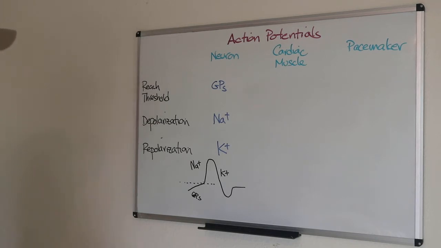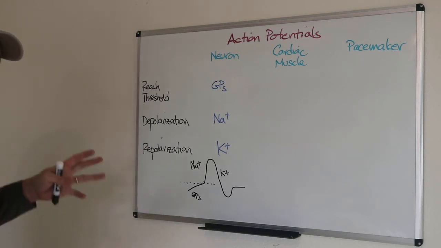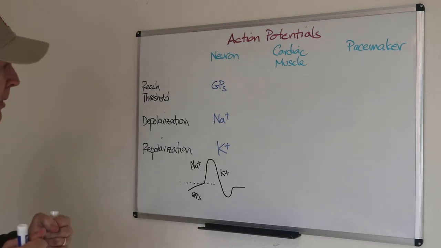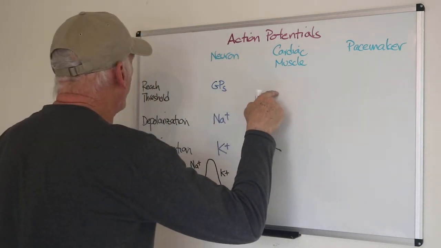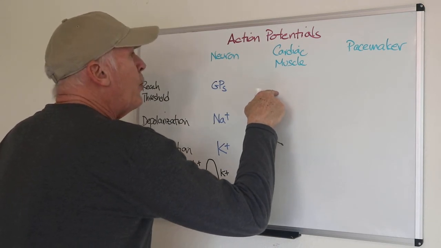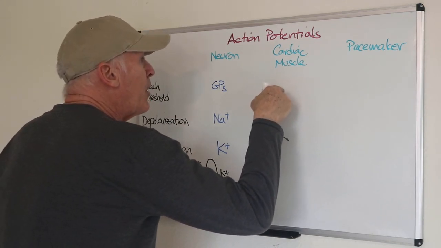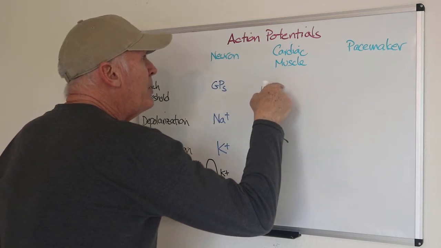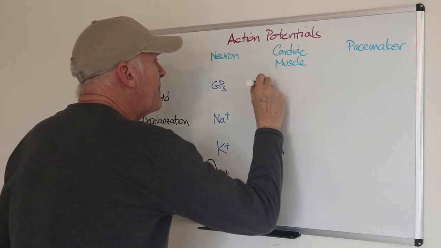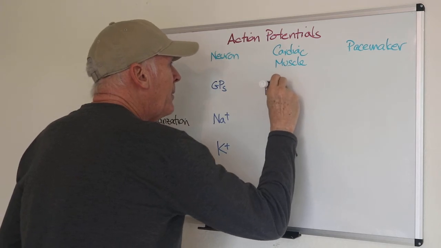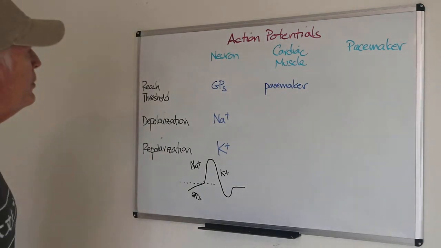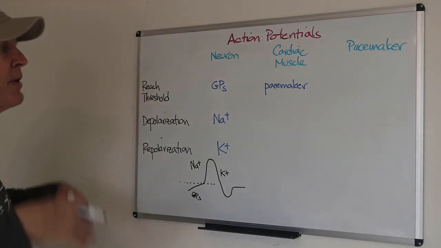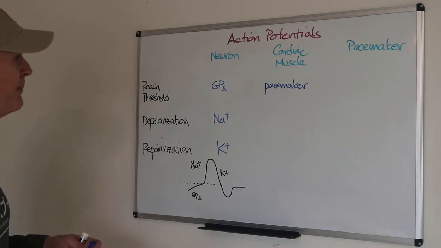Let's look at cardiac muscle. Cardiac muscle is a little bit different. So this is myocardium itself. These are the cells that make the heart contract, all right? In this case, for depolarization, for reaching threshold, we don't actually do anything within the cardiac muscle itself. What we do in order to get to threshold is we use the pacemaker. So it's the pacemaker that causes cardiac muscle to depolarize, to reach the threshold where it depolarizes, all right?